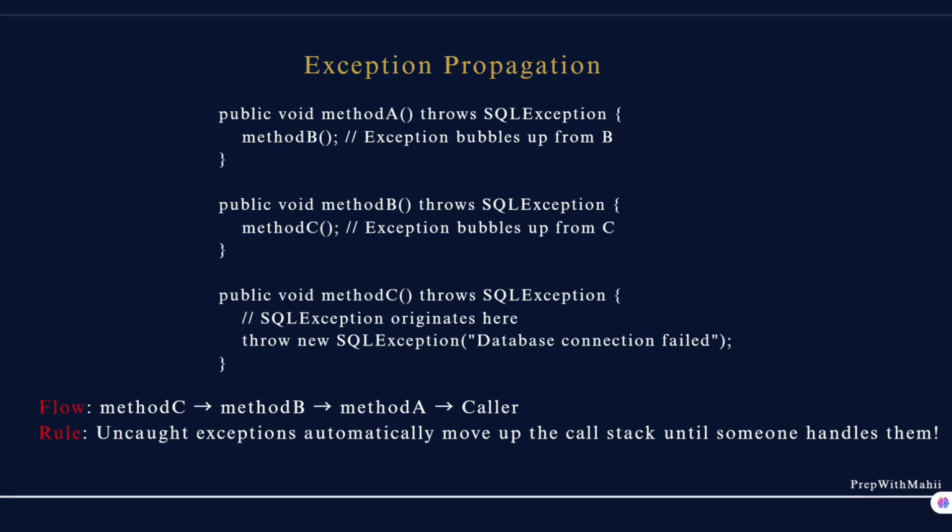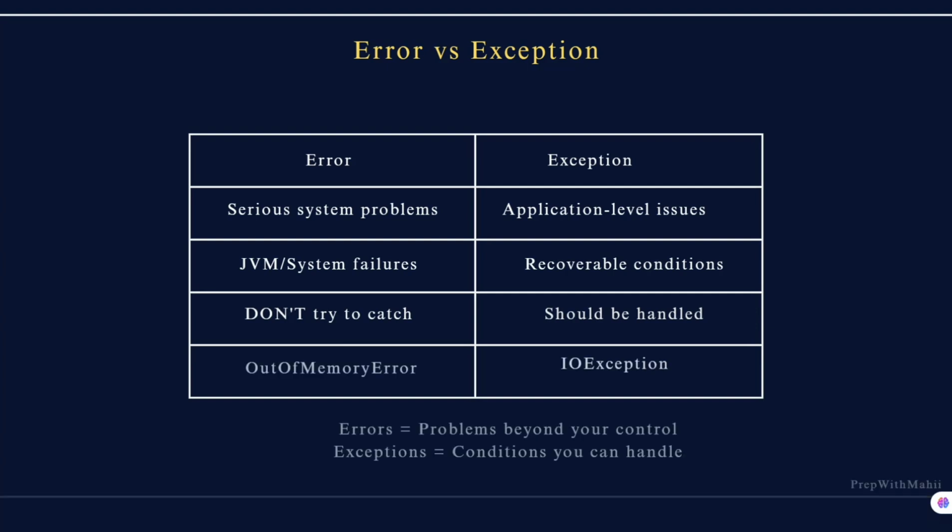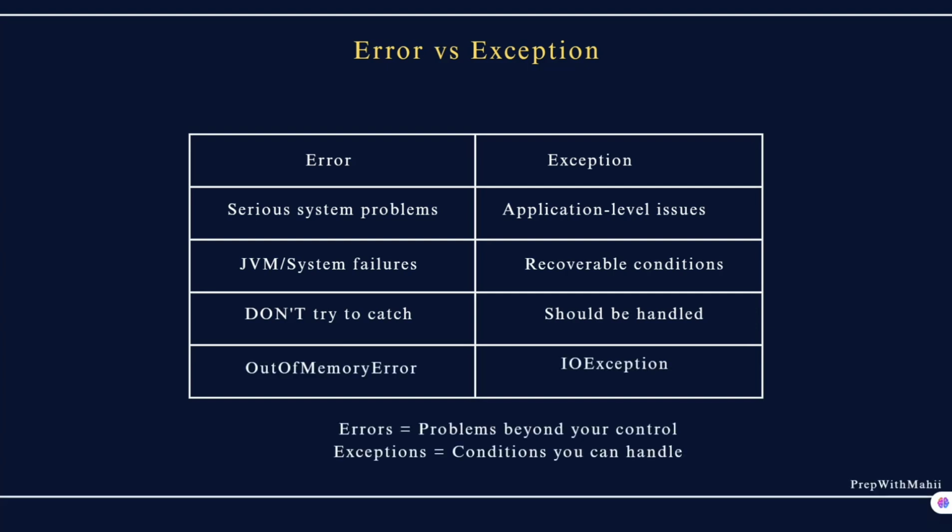Error versus exception. This distinction is crucial for understanding Java's error handling philosophy. Error: serious system level problem. Applications shouldn't try to catch. Usually indicate JVM issues. So examples are out of memory error and stack overflow error.